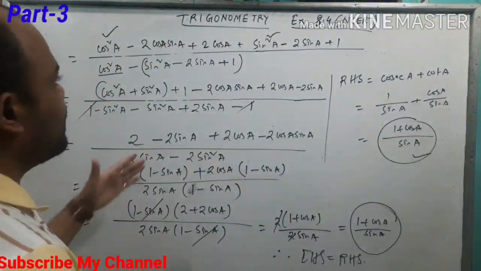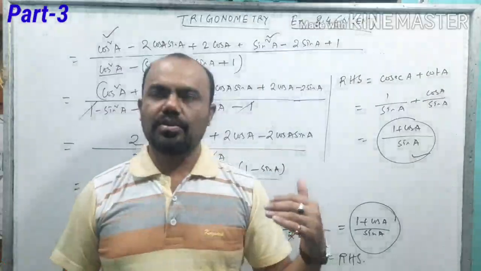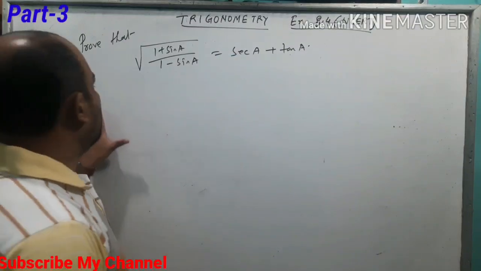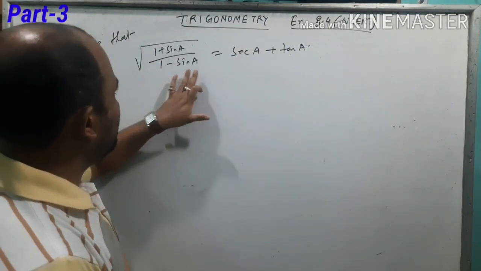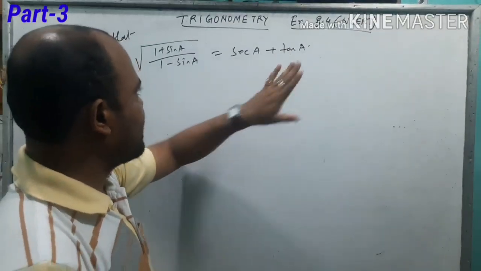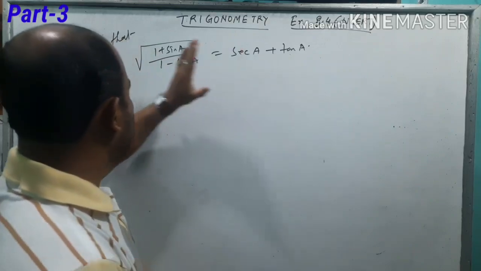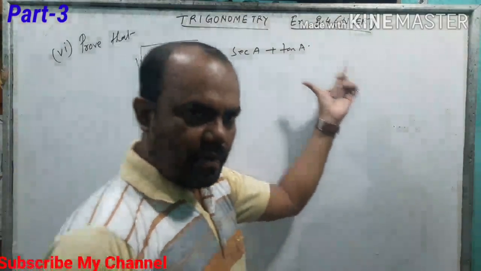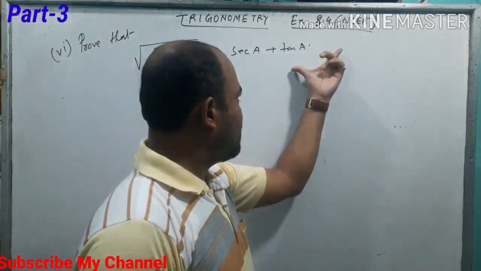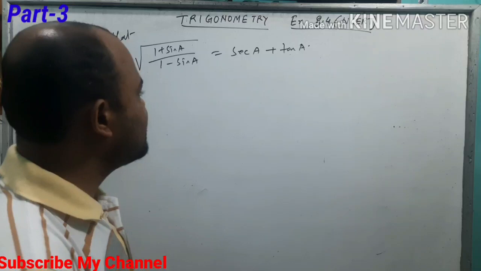You can prove this problem in 3 different ways also. The first one is by changing the LHS into cosecant form. This is the question, prove that root under 1 plus sin a by 1 minus sin a equal to sec a plus tan a. Here also you can start from RHS as well as from LHS, or you may calculate both separately, calculate LHS and calculate RHS, and show that both the values are same.